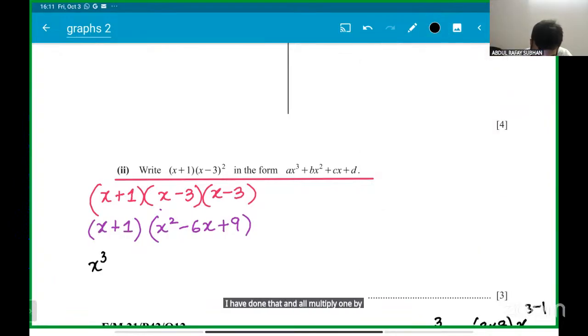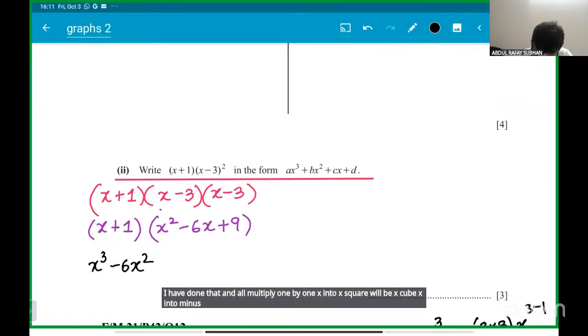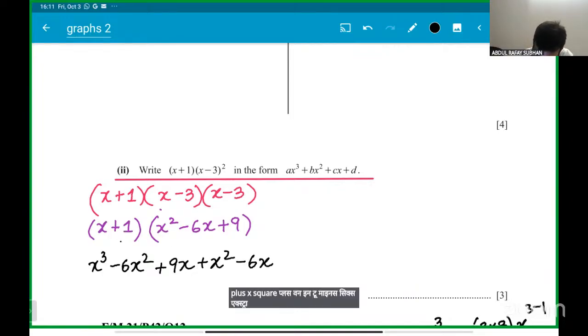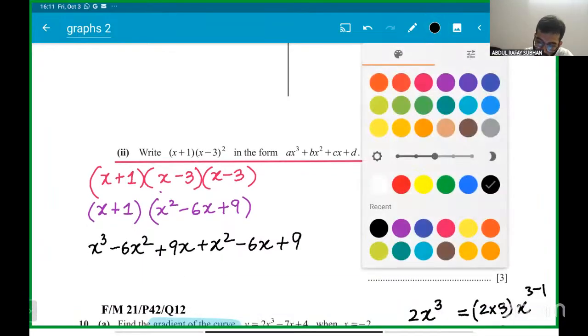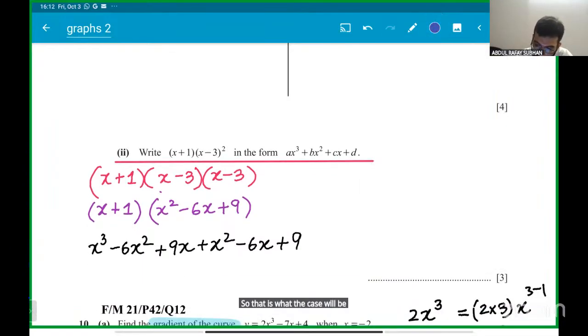x into x² will be x³. x into -6x will be -6x². x into 9 will be +9x. Plus 1 into x² will be +x². Plus 1 into -6x will be -6x. Plus 1 into 9 will be positive 9. So that is what the case will be.